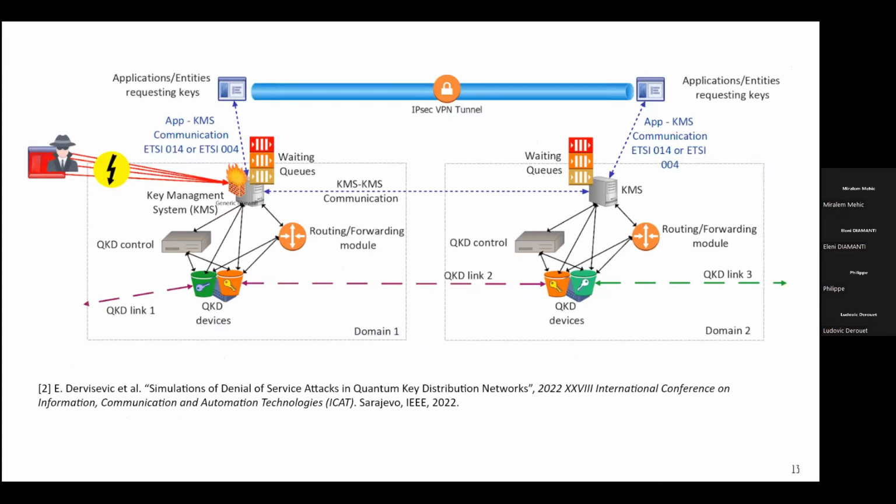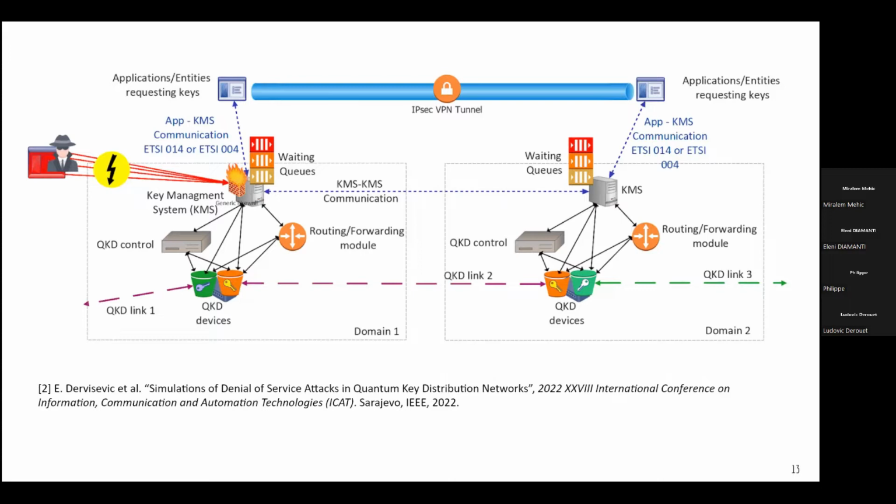Recently, we published an article at an IEEE conference in Sarajevo, testing DDoS attacks on the KMS. The question is that we all assume that the SAE application, whether it's an encryptor or whatever is consuming the keys, is inside the secure domain, inside the security perimeter. But what if someone steals your laptop or your mobile phone? He also has all the certificates installed on it, and he can very easily communicate with the KMS and perform such a DDoS attack on the KMS.